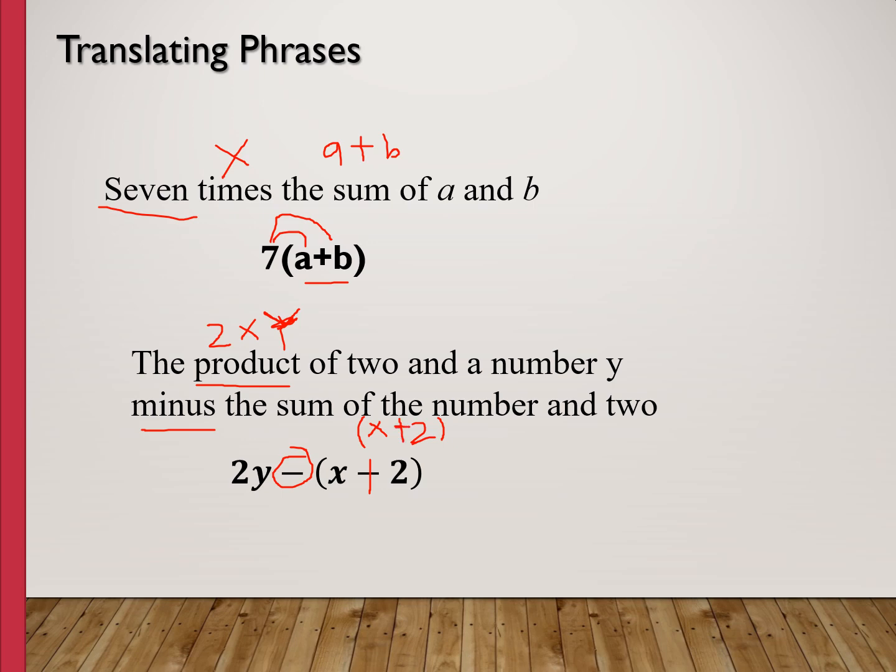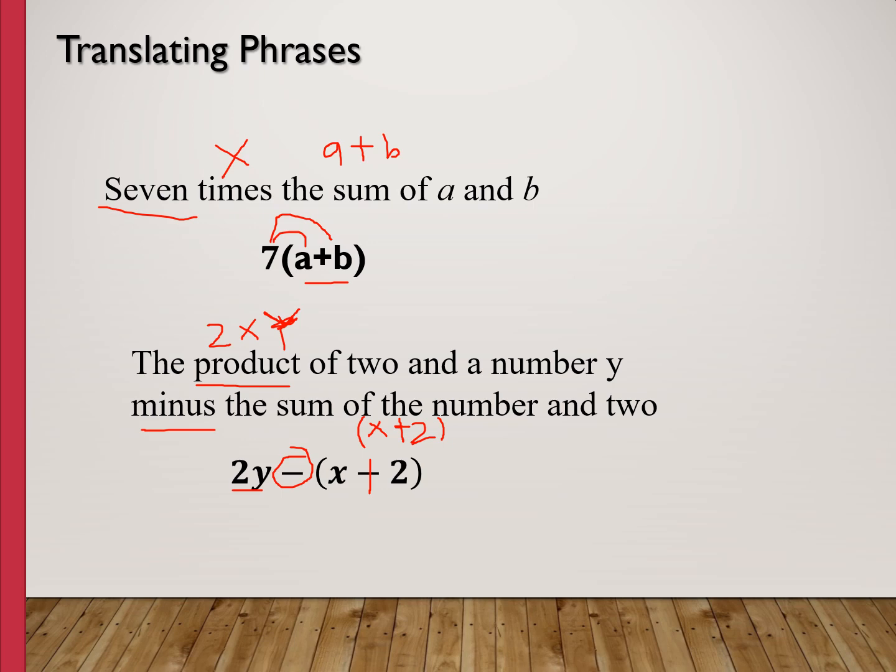So this will be the product of 2 and y, so that is 2y. Minus, ima-minus natin yung sum, meaning the sum of the number and 2. So x plus 2. So 2y minus the quantity x plus 2.